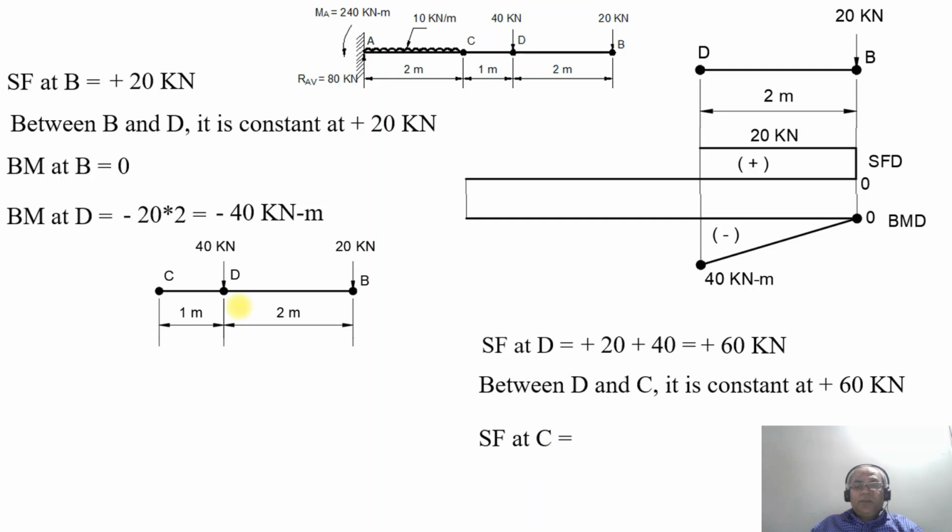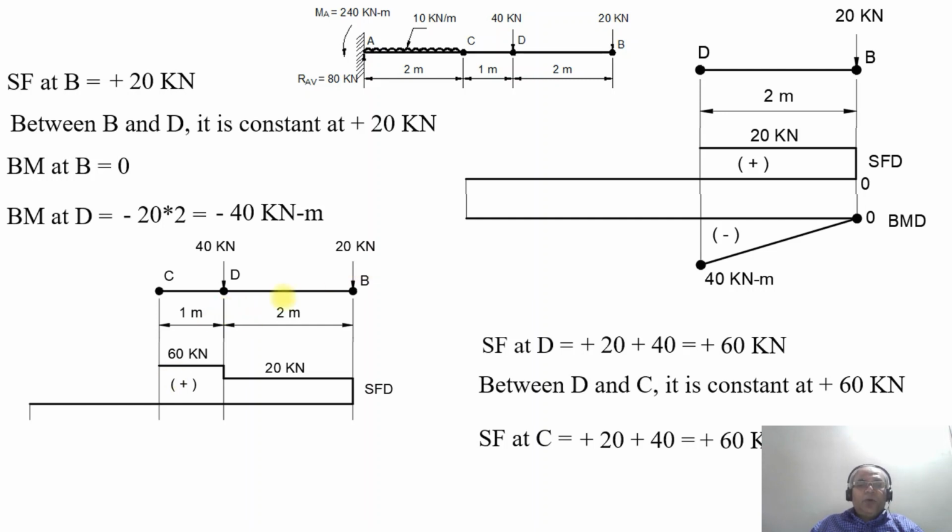So what is the SF at the point C now? SF at the point C will be equal to 60 kilonewton, so plus 20 plus 40 will be equal to plus 60 kilonewton. As we see here, at the point D, when the load of 40 kilonewton is applied, it rises to 60 kilonewton. Between D and C, as there is no load, it remains constant at 60 kilonewton till 1 meter from D. So from here to here, you have a constant plus 60 kilonewton.